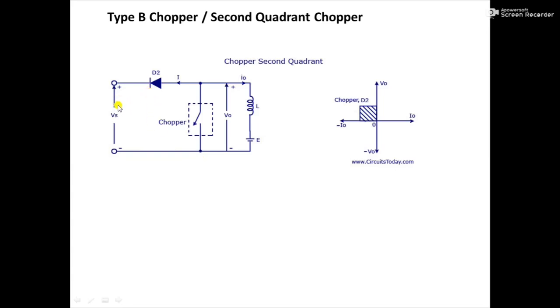You have a DC supply voltage source here, a diode with its cathode here and anode this side. There is a chopper here, and at the load side you have an inductor, and you have a DC supply source here also. Now there are two cases to be considered. One is when the chopper is on, that is when the switch is closed, and second when the chopper is off, that is when the switch is open.